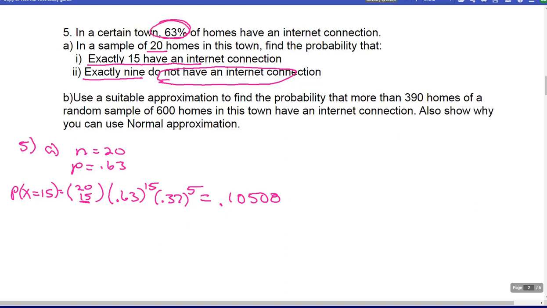0.10508. In this problem number 2, success is not having an internet connection, because that's the thing I'm interested in. What's the probability of not having an internet connection? 0.37. So all I'm going to do is the same kind of thing. There are still 20 trials. I want to find out if there are 9. But in this case, now the probability of success is not 0.63, but it's 0.37.